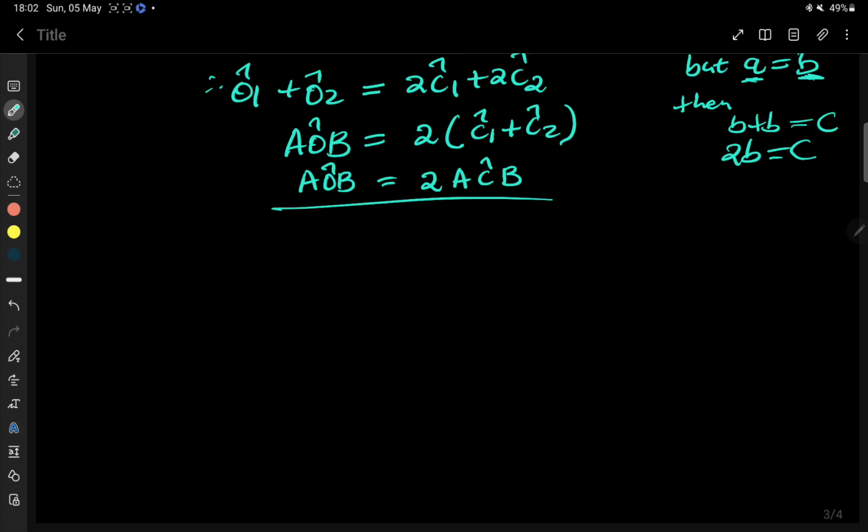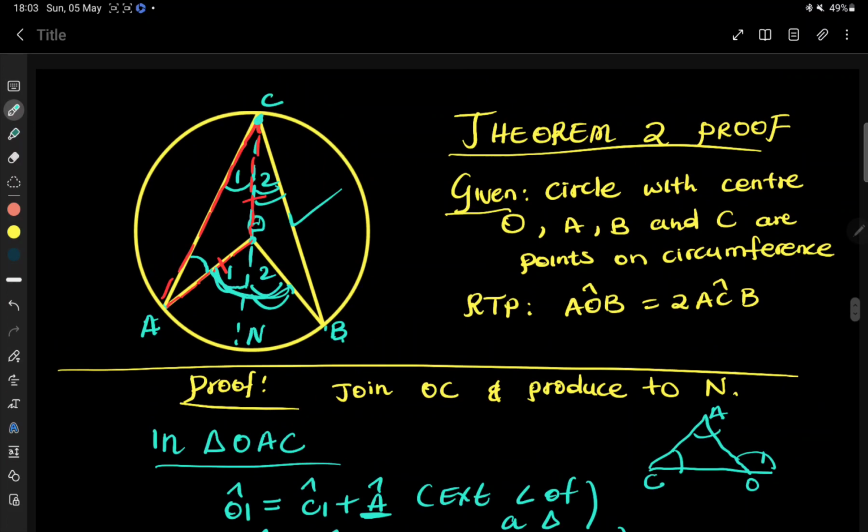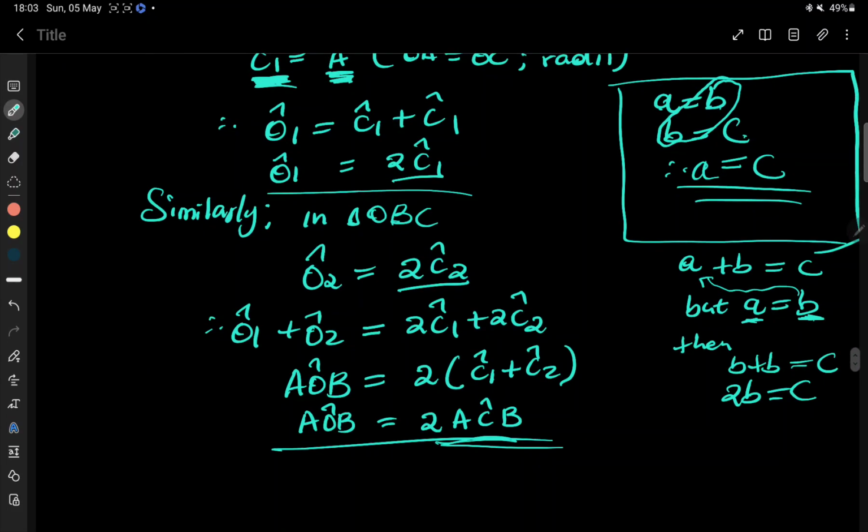Then you have proven that the angle which an arc of a circle subtends at the center of the circle is twice the angle it subtends at the circumference. Remember that is a circumference. The angle at center is twice the angle at the circumference. So that is basically theorem number 2.